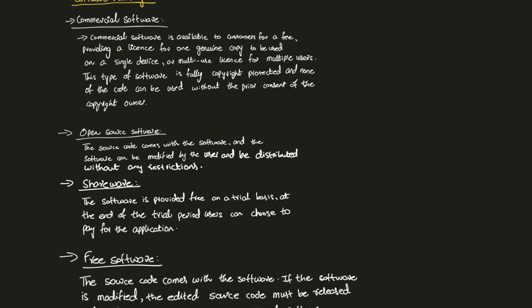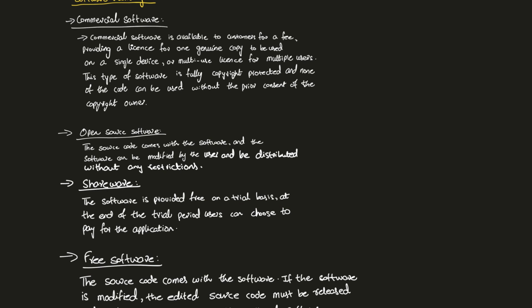Then you have shareware. The thing with shareware is that a lot of the programs that you might know have a free trial. So these are basically the software that have a free trial, and at the end of the trial period, you are prompted to either pay to keep using the software, or else, if you don't want to pay and do not want to use the software, then that is your own choice. So you have a free trial period for this type of software.